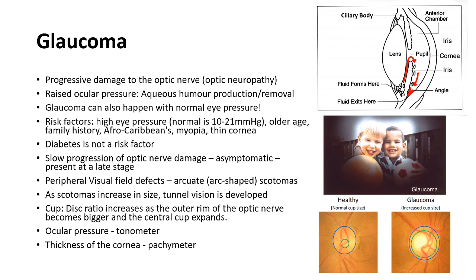Moving on, glaucoma happens when there is progressive damage to the optic nerve, usually by the effects of raised ocular pressure. The intraocular pressure level is determined by imbalance between production and removal of aqueous humor.